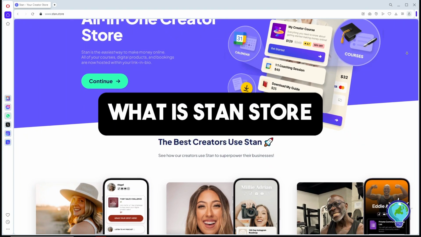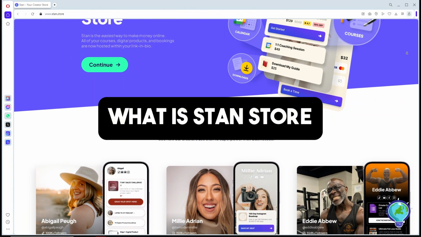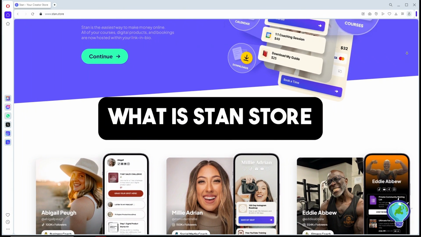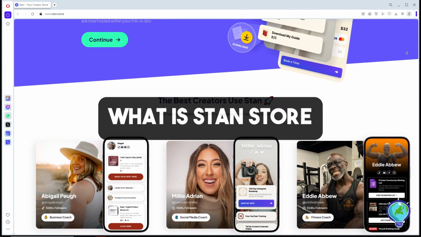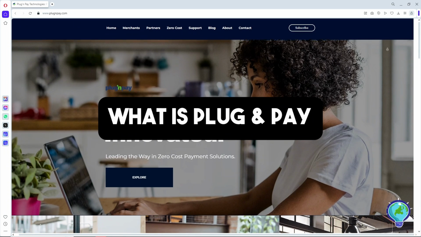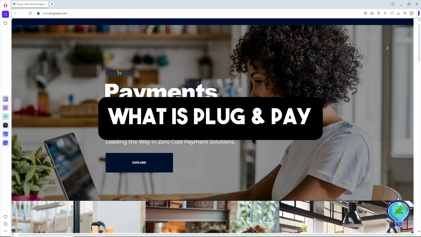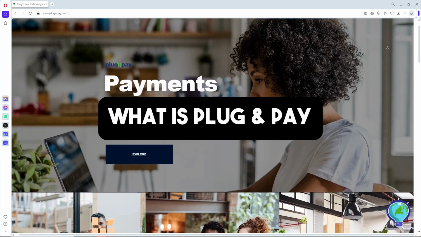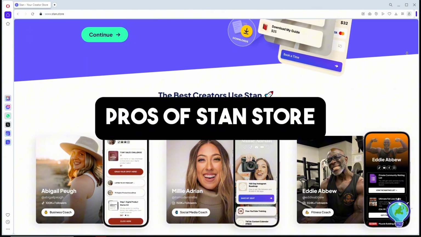So what is StanStore? So StanStore is a straightforward platform for selling digital products and membership, and it focuses on simplicity and affordability. And now, what is Plug and Pay? So Plug and Pay is a versatile platform designed for various online sales, including digital products with a focus on advanced payment solutions.